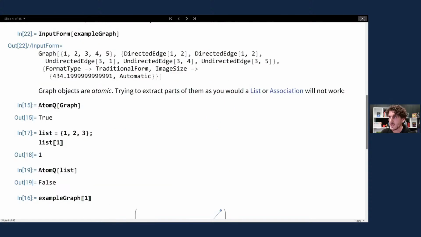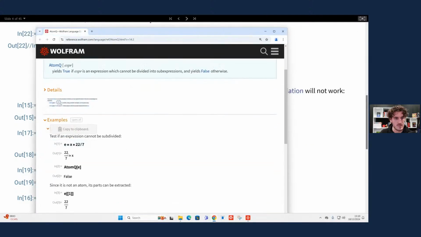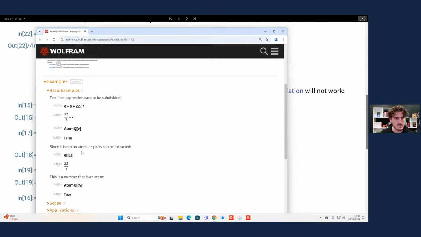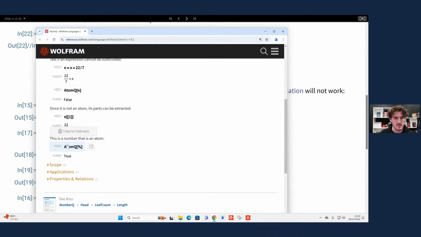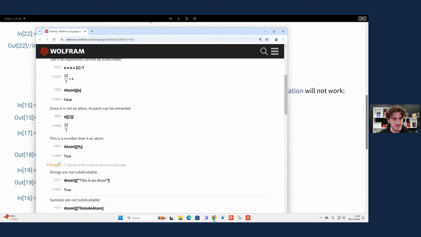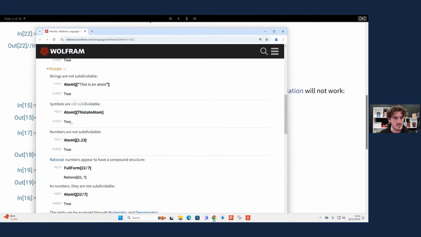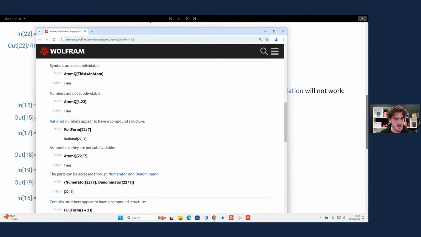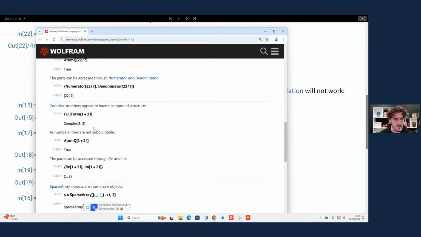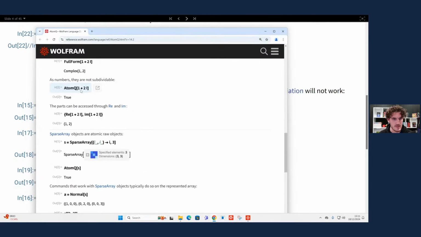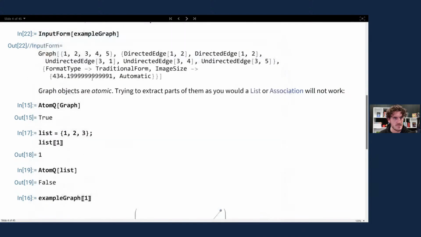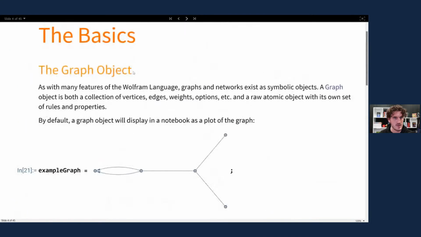Other atomic objects include a number, a real number, an integer, a string, and a symbol. These are the building blocks of the Wolfram language. Okay, so let's move on.